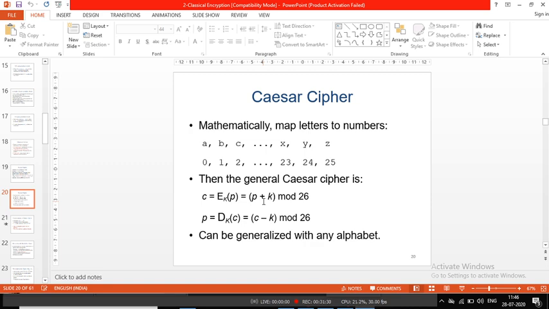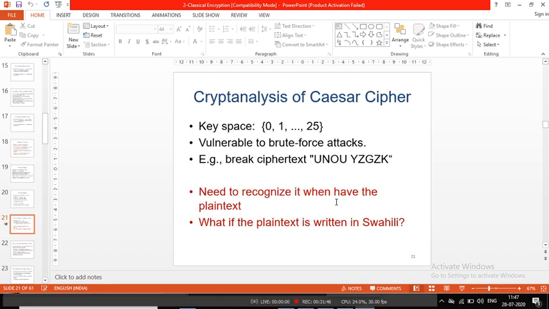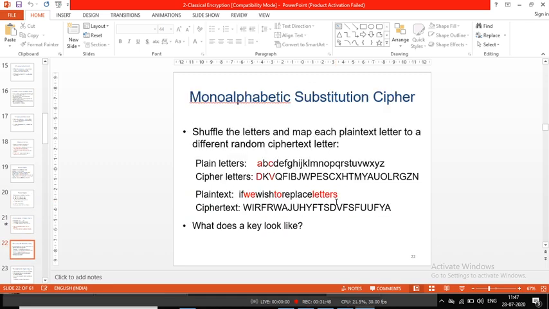Yes, sir. Yes, P can be substituted with yes. Okay, this is the formula. Clear? So are you clear with that Caesar cipher? Yes, sir. Okay, so for plain cipher you do the minus, and it has to go in reverse, that's all. So this is known as Caesar cipher. Clear?